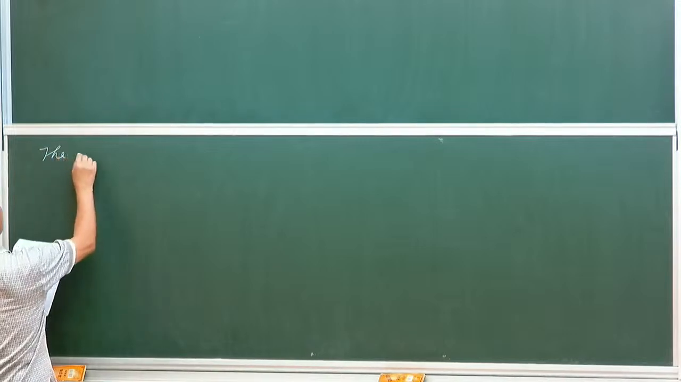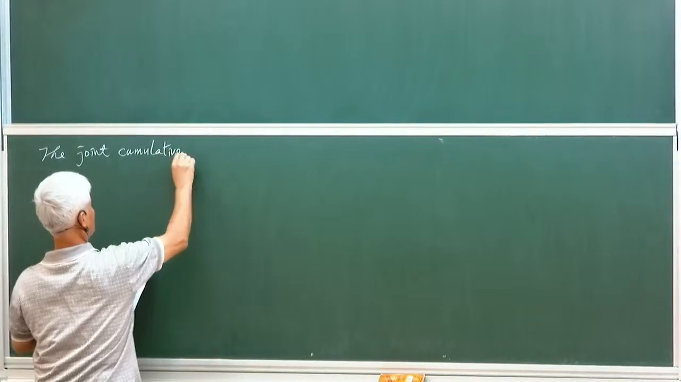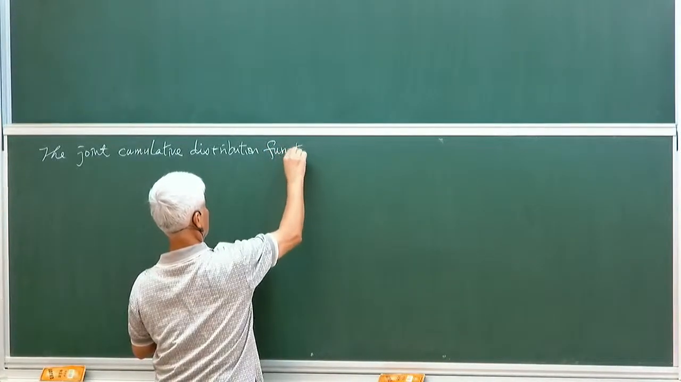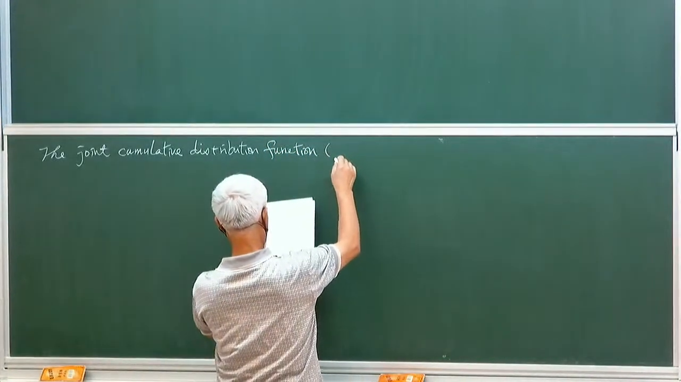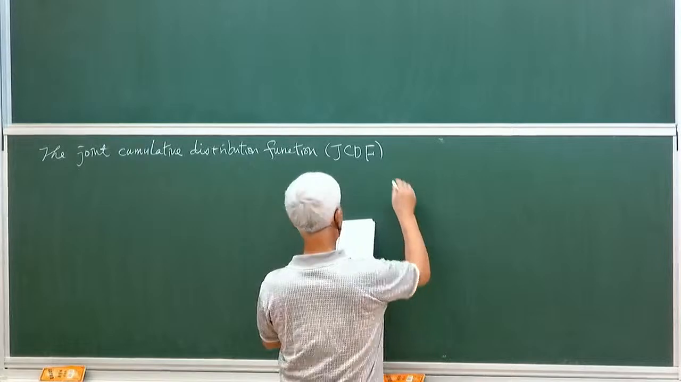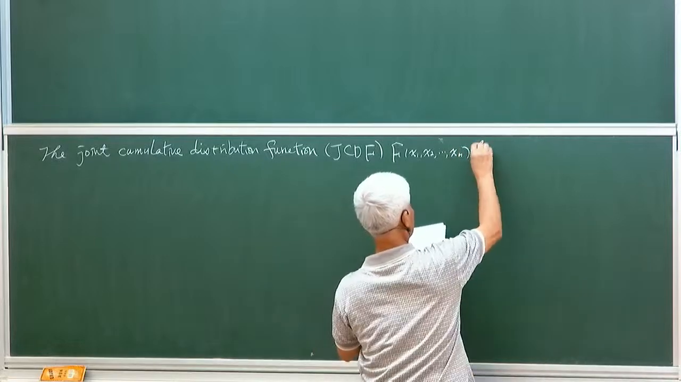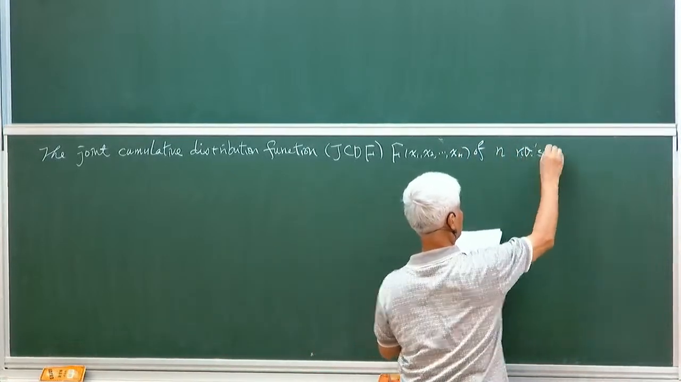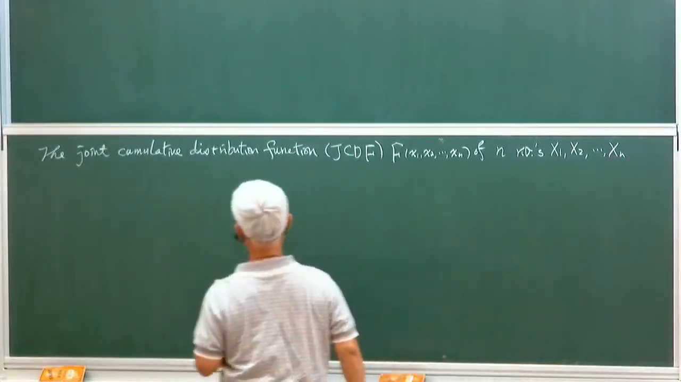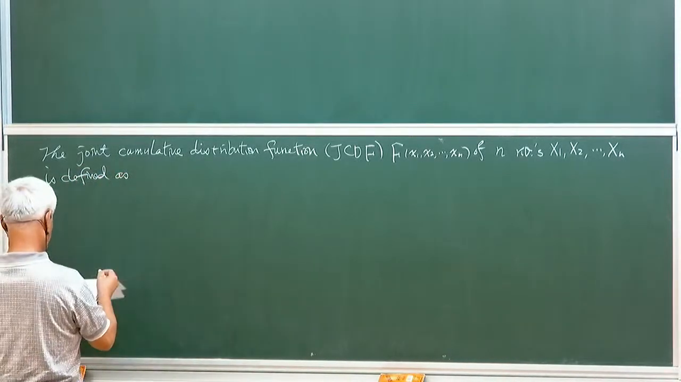All right, so first of all is the joint cumulative distribution function, what we call the JCDF, of n random variables X1, X2 up to Xn. Okay, it is defined as follows.